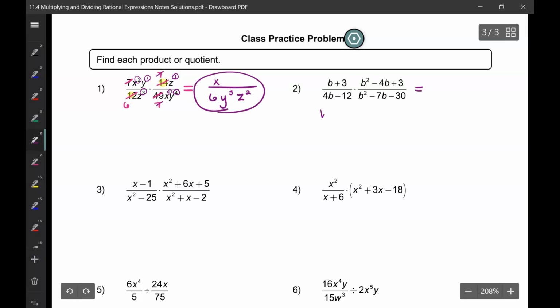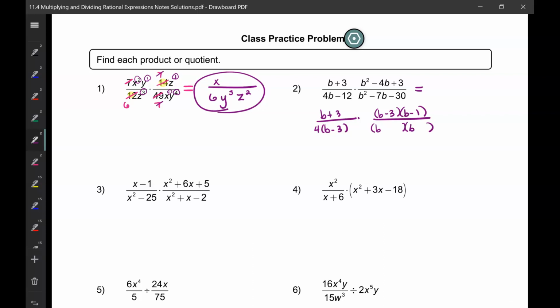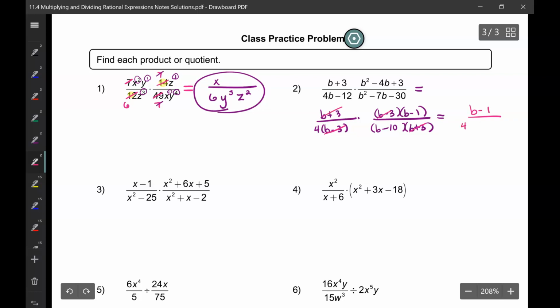Next one, this is also multiplication, but it looks like I have to do a little bit of factoring. In the denominator of the first term, I have 4 times b minus 3. Here, I'm going to factor this: b minus 3, b minus 1. And then here, I'm going to have, let's see, 30, 10 and 3, so it's going to be minus 10 and plus 3. Now I look to see what cancels. So b minus 3 and b minus 3, b plus 3 and b plus 3. What do I have left? b minus 1 and 4 times b minus 10.